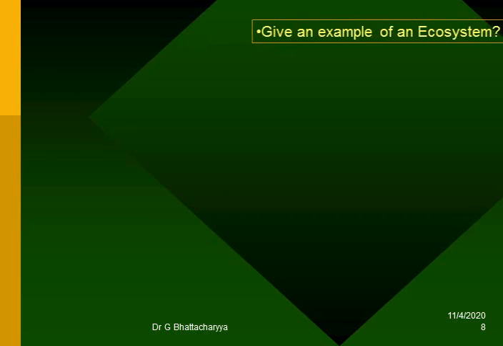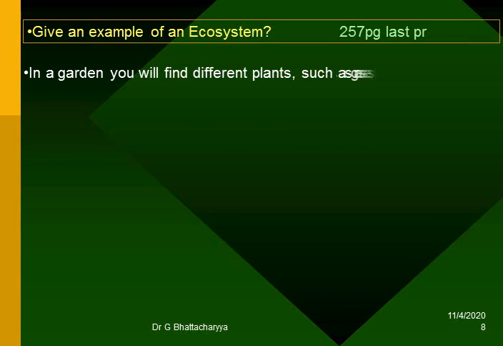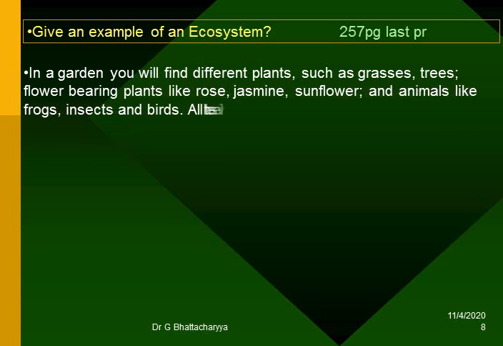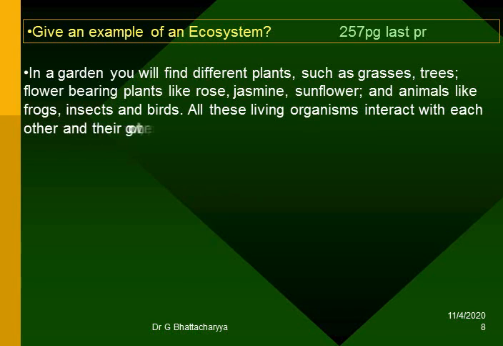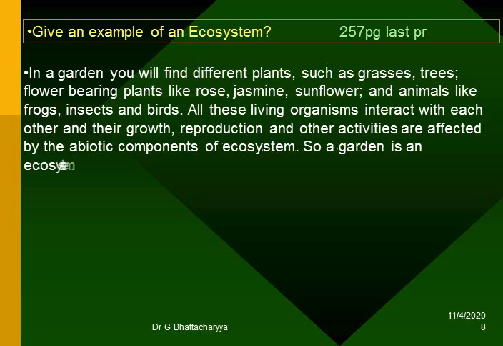Give an example of an ecosystem. In a garden, you will find different plants such as grasses, trees, flower-bearing plants like rose, jasmine, sunflower and animals like frogs, insects and birds. All these living organisms interact with each other, and their growth, reproduction and other activities are affected by the abiotic components of the ecosystem. So, a garden is an example of an ecosystem.